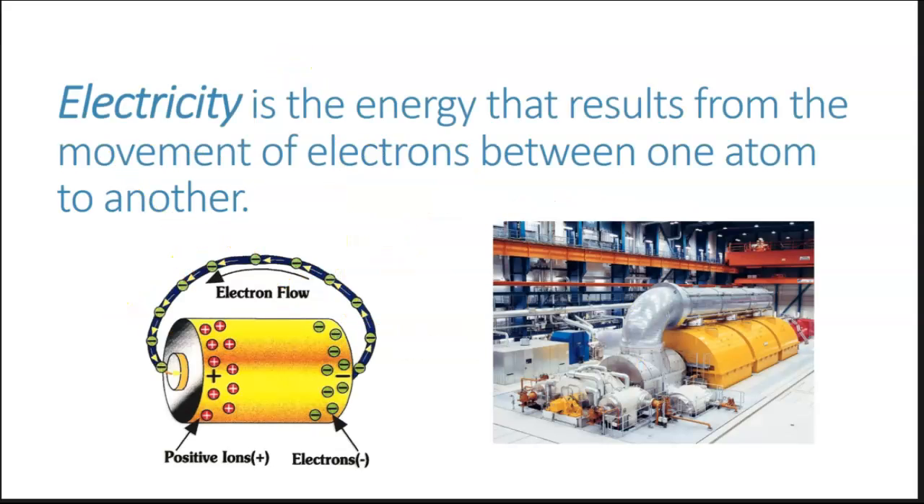Now, electricity is the energy that results from the movement of electrons from one atom to another. Electrons can move in the same direction and produce this electron flow. Both small batteries and very large power sources can move electrons and cause that flow.